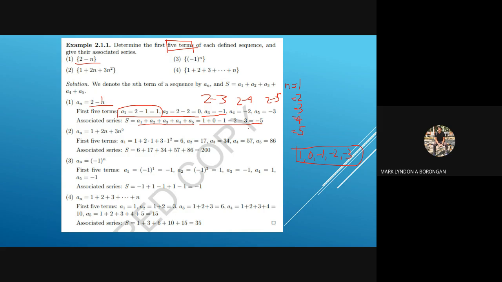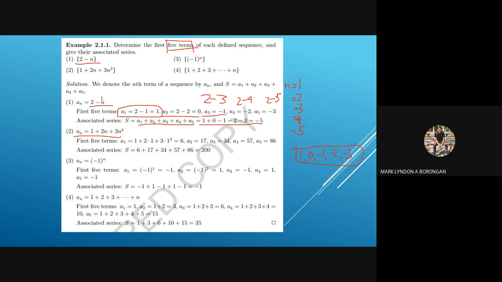Now what about our second example? The same thing will be done, in the same manner as the first example. Here, a sub n is equal to 1 plus 2n plus 3n squared. You're asked to find the first 5 terms, so you'll use 1, 2, 3, 4, 5. If it says first 6 terms, then n goes up to 6.